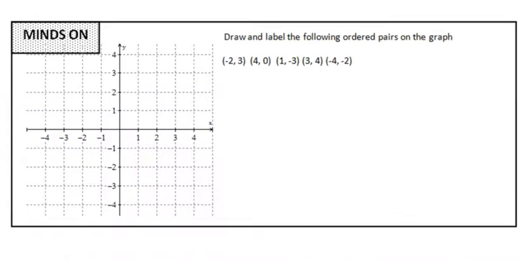Okay, here is the Minds On. So we've got over here a Cartesian plane, we call that, or a coordinate plane, or sometimes we call it a planar graph. And up here, what we have is ordered pairs. These can be referred to as points. Sometimes they're called coordinate pairs. Each one of these is a coordinate.